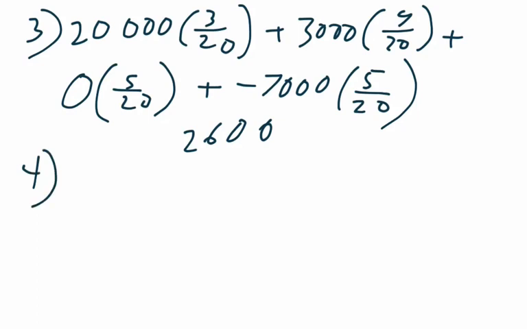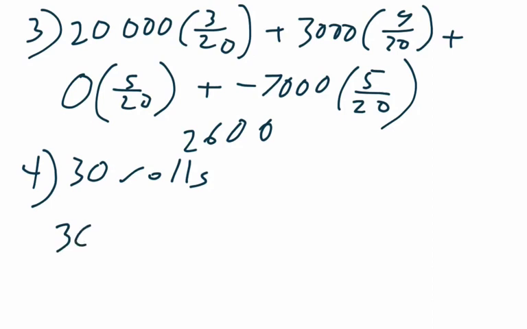For problem number 4, it says you are going to roll a 20-sided die 10 times. What is the probability of getting 3 sevens in those 30 rolls? So let's just make it 30 rolls for both of them. And so we want 3 sevens.